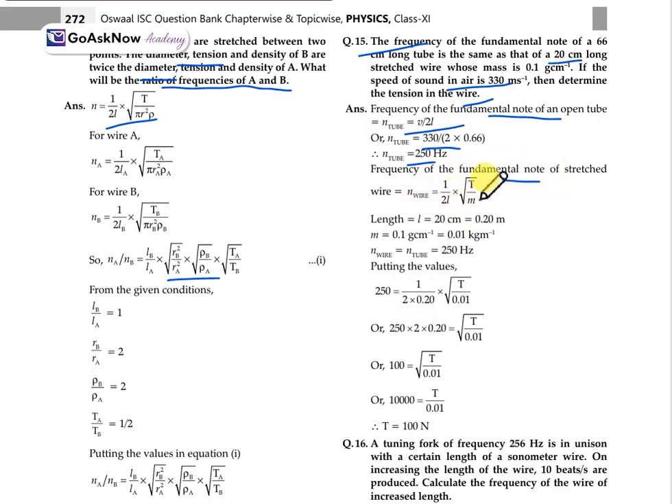It will be 1 upon 2L square root of T upon M. So length is equal to 0.20 meter. Then M is equal to 0.1 centimeter, and then convert it to gram and to kg. So n wire is equal to n tube. Both will be equal to 250 hertz.